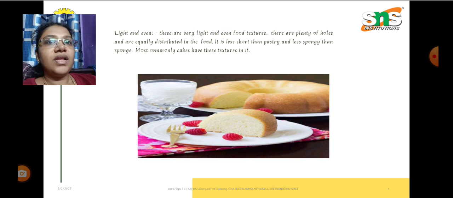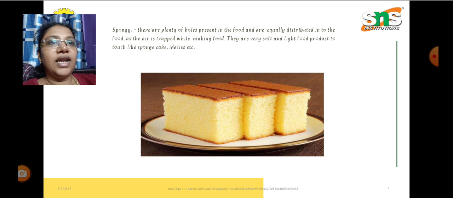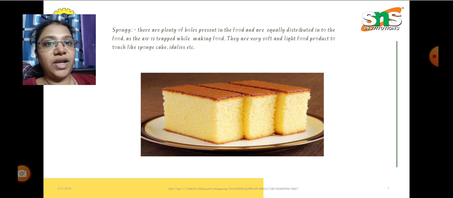Next is the spongy texture. There are plenty of holes present in the food, equally distributed inside that particular food product. The spongy texture is created when a greater amount of air is trapped during the preparation of food.